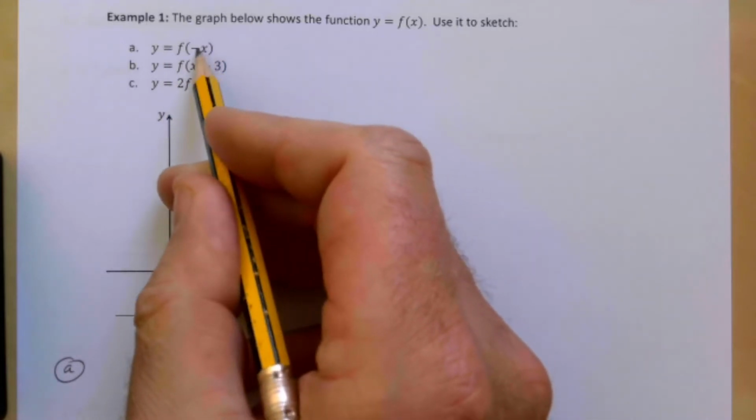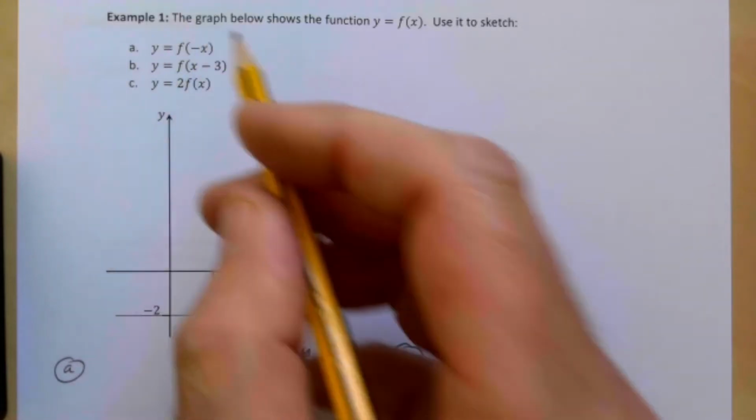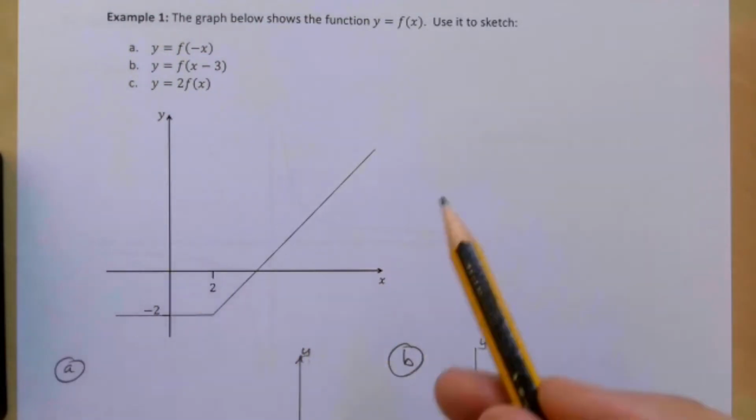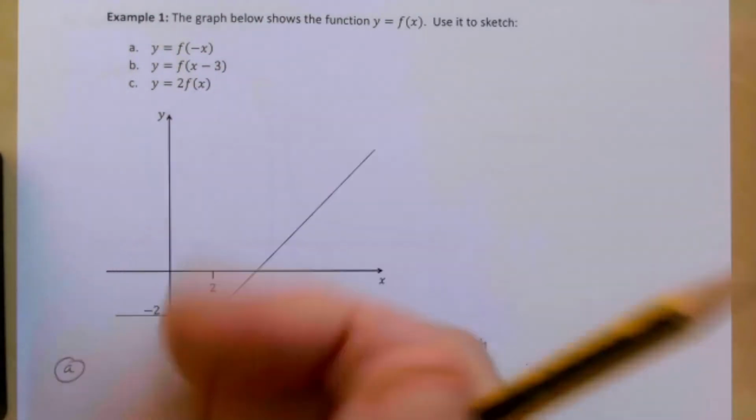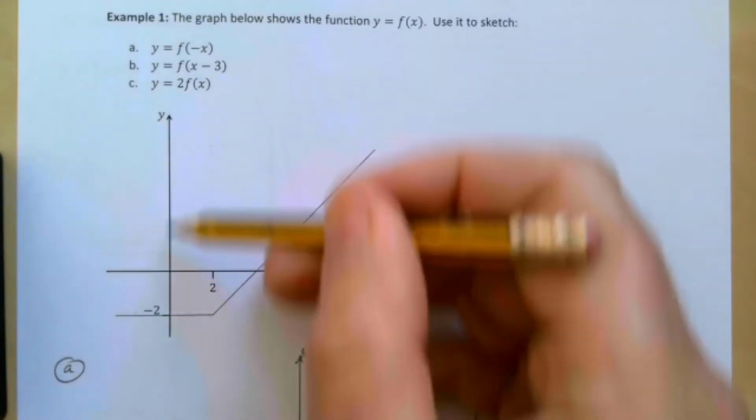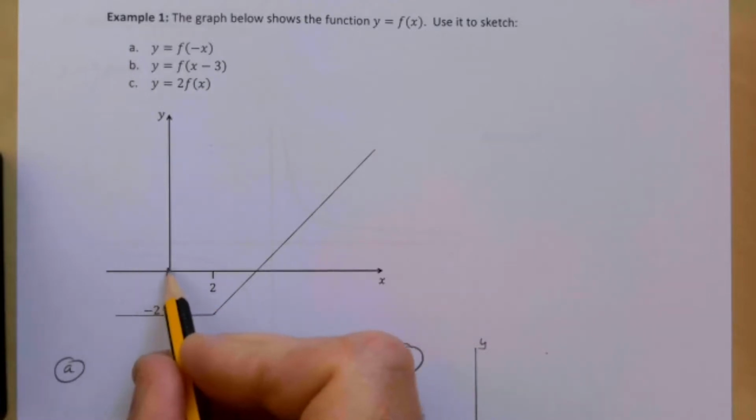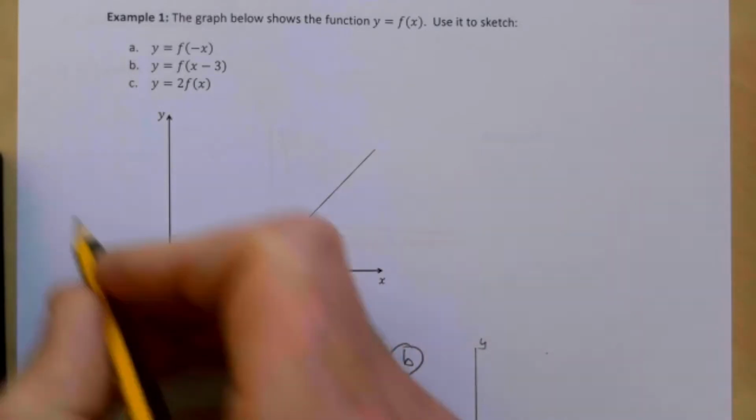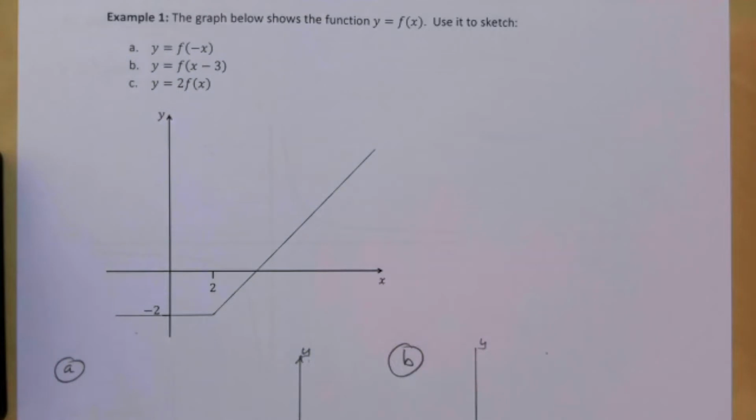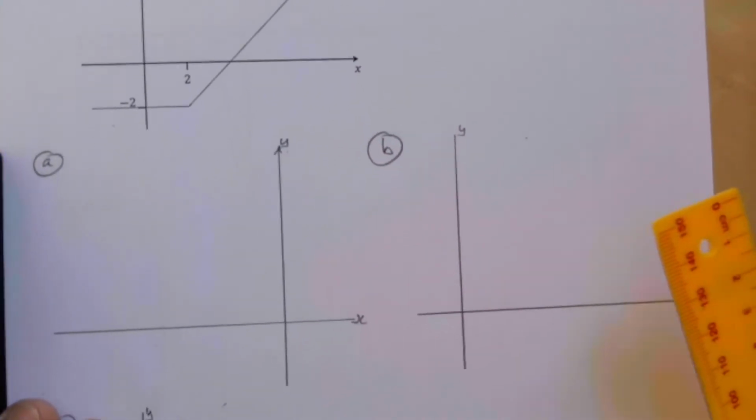The fact that the minus is inside there means that it's going to affect things this way. And what the minus does is, effectively, the mirror line is the y-axis, and it effectively flips it over like that. So this point here is going to go to the point minus 2, and the shape of the graph then is going to go like that. So let's get that one drawn on.